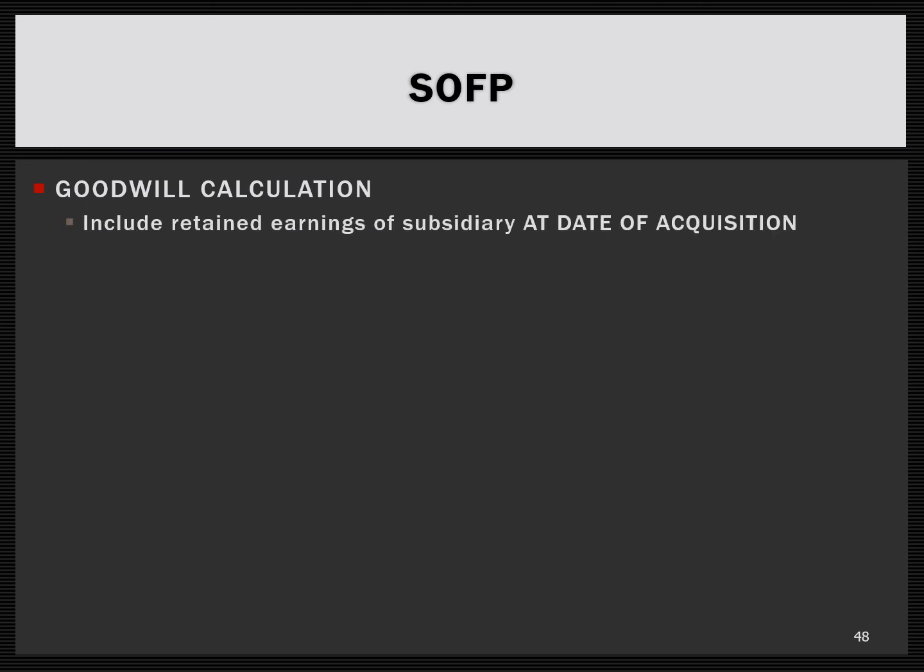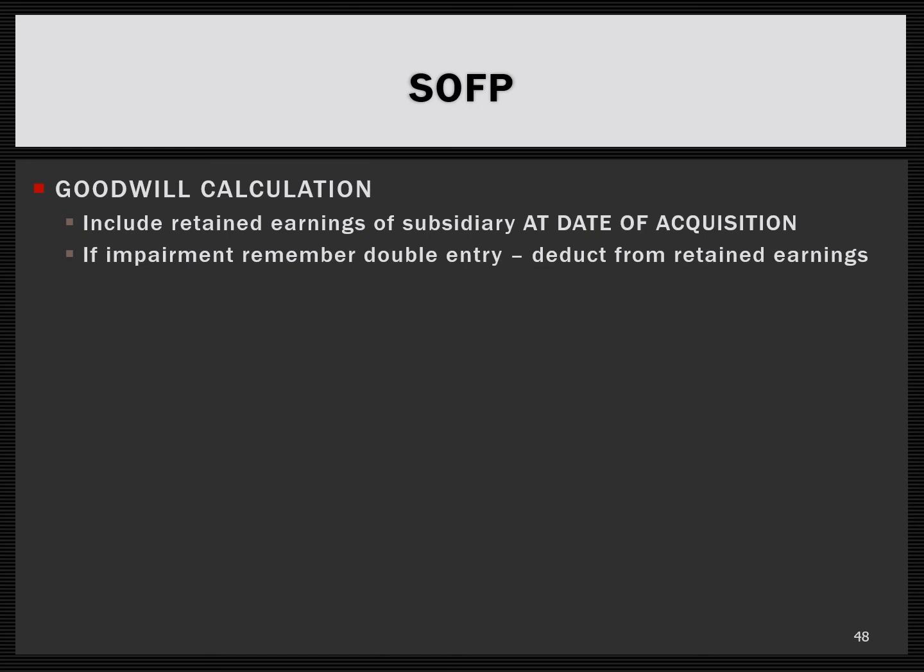Now, the statement of financial position, the balance sheet, most is fairly straightforward, but do remember when you're calculating goodwill that the figure to include is the retained earnings of the subsidiary at the date of acquisition, not the current retained earnings figure from the balance sheet. And remember, if there's an impairment of goodwill and you have to reduce the goodwill figure that you put into the consolidated balance sheet, remember there's a double entry. The same amount needs to be deducted from the retained earnings figure in that consolidated statement.